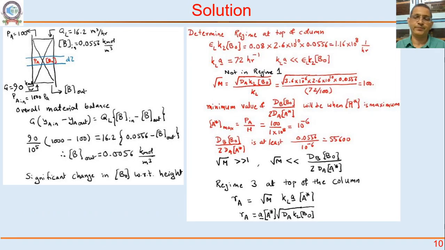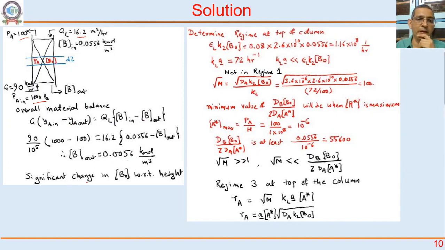Here's the solution. So G now is 90 kilomoles per hour. PA in is 1000 Pascal. We want it to reduce to 100 Pascal. QL is 16.2 meter cube per hour. B in is 0.0556. B out? Let's do overall material balance and calculate B out. So G into Y in minus Y out would be QL into B in minus B out. So you'll find that B out is 0.0056.